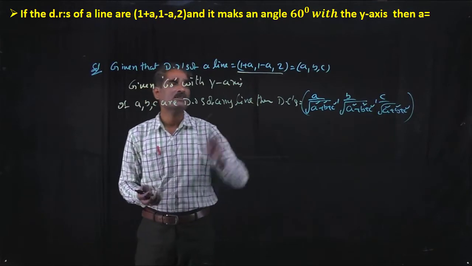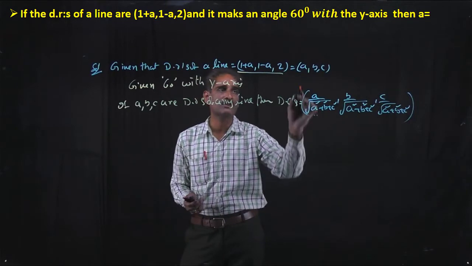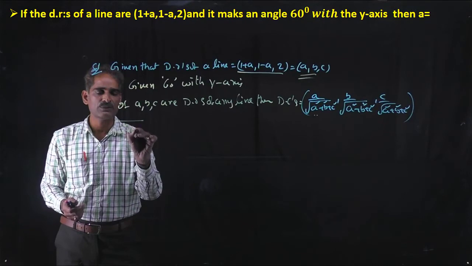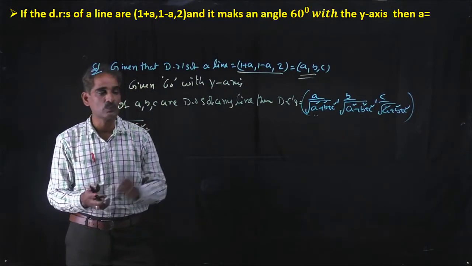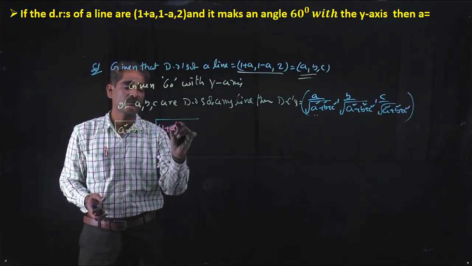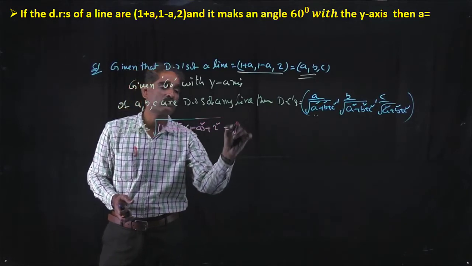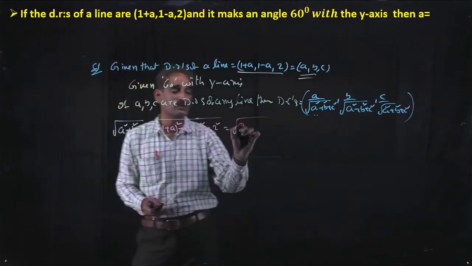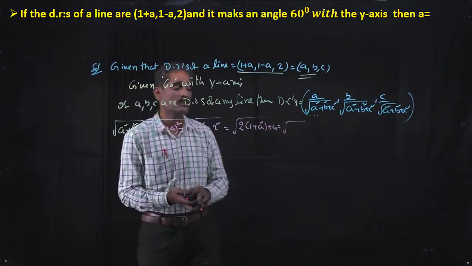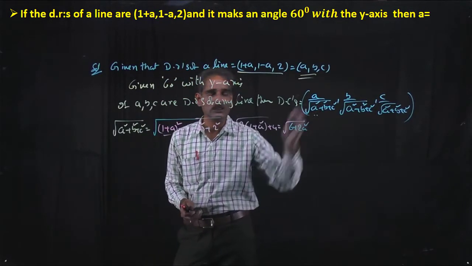Okay, so here these are the DRs. So substitute in this formula. Before going there, find out the value of root of a square plus b square plus c square. So root of a square plus b square plus c square is equal to root of (1 plus a) whole square, (1 minus a) whole square, 2 square. That is (a plus b) whole square plus (a minus b) whole square, 2 into a square plus b square, plus 4. This is equal to 2 plus 4, 6 plus 2a square. Now substitute in the above formula.